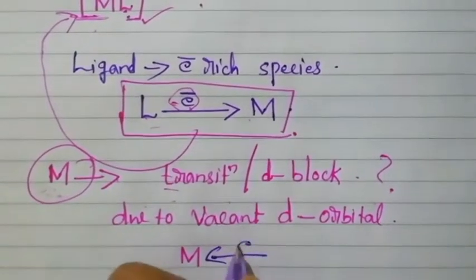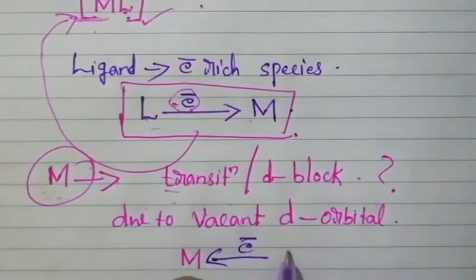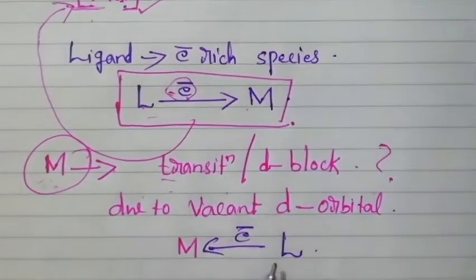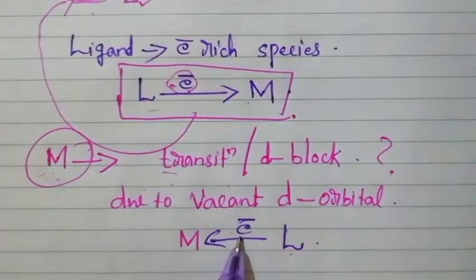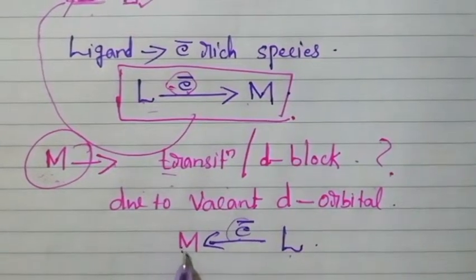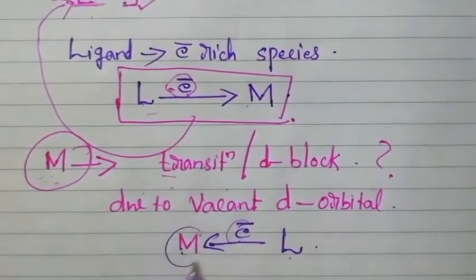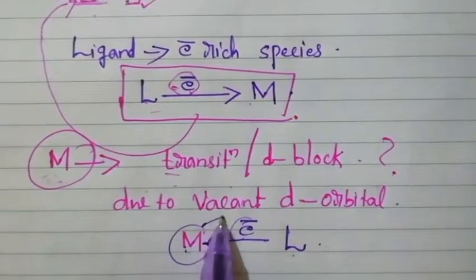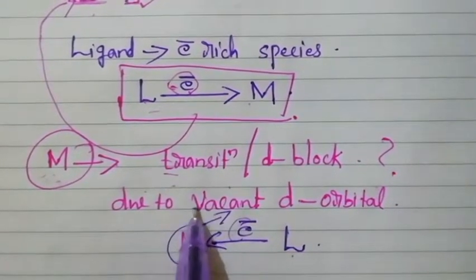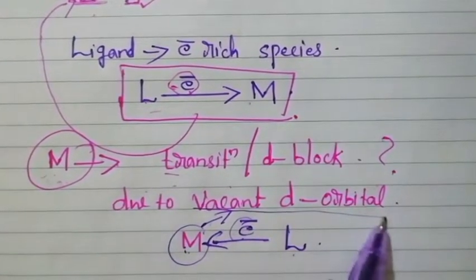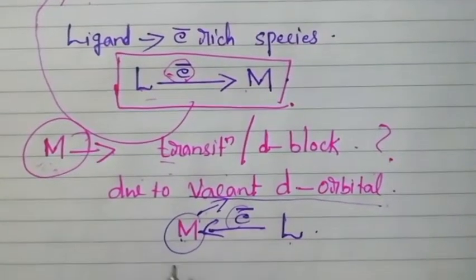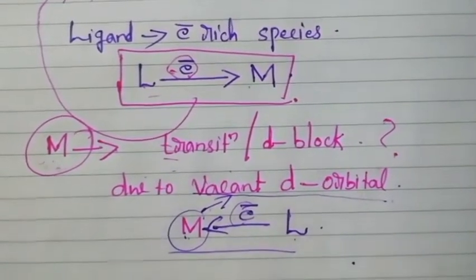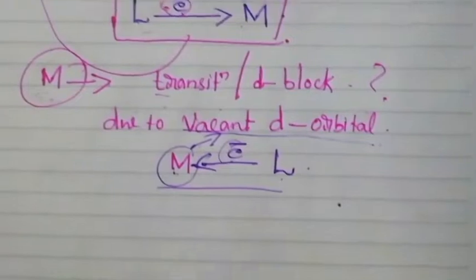Now let's see the formation of a coordination compound. The ligand donates electrons to the orbital of the metal. That means the metal remains inert during this bond formation. The metal just receives the electrons donated by the ligand. It does not contribute any electron for this bond formation.